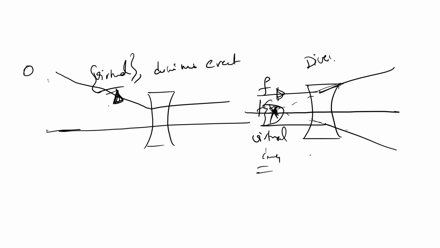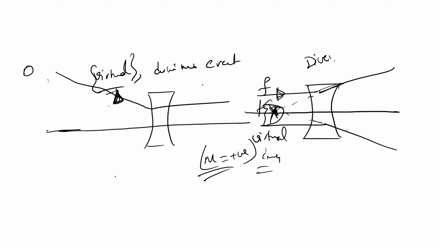Yes, sir. Okay. Same side it is forming. So you will get m as positive only, because v is also on the same side, u is also on the same side. v by u will become positive. Got it? So I hope you were able to understand this.